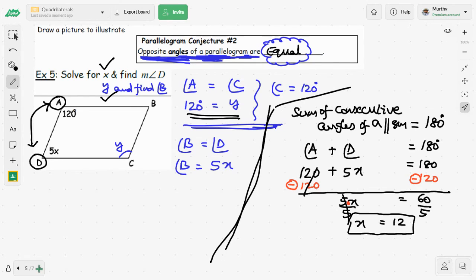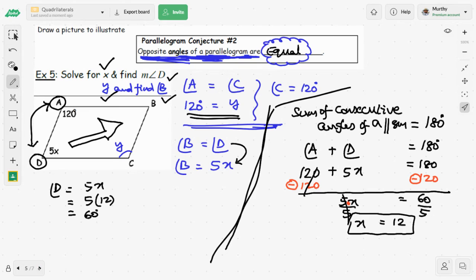Y is 120, and find D. These are already mentioned as 5x, and angle B is also 5x. So if you want the value of angle D, it is 5x. So 5 times x, where x is 12, gives me 60 degrees. I know that angle B and angle D are opposite angles. Therefore, angle B equals angle D, because opposite angles of a parallelogram are equal. Therefore, angle B is also 60 degrees.